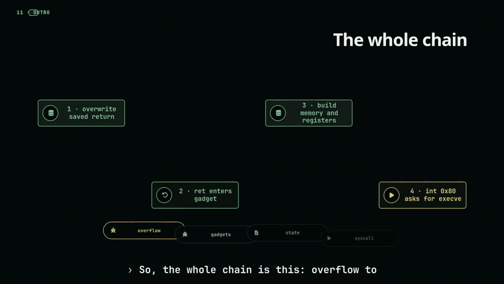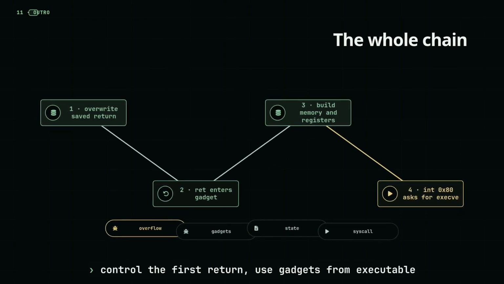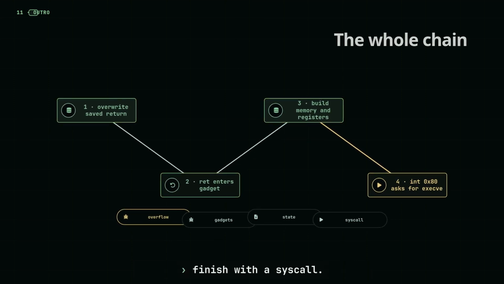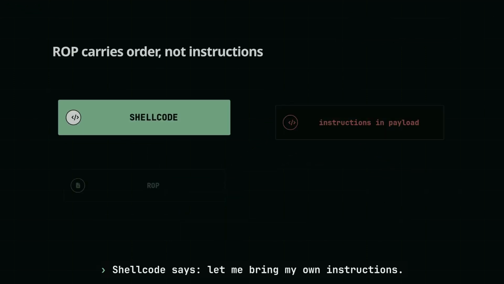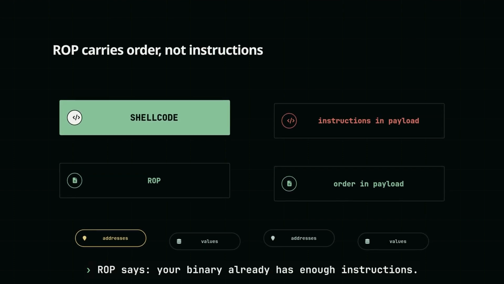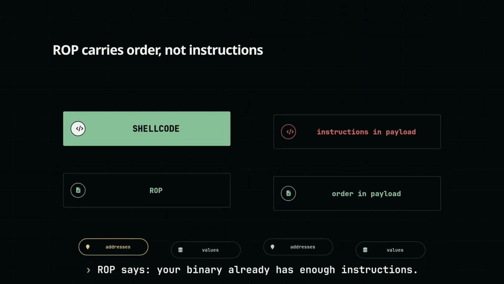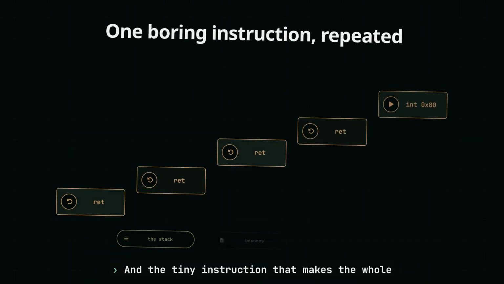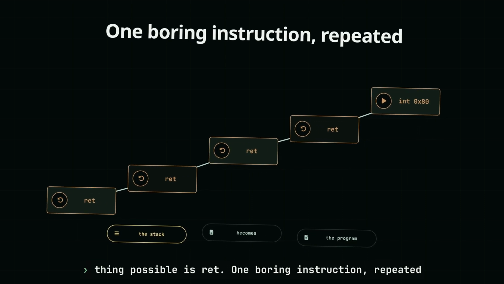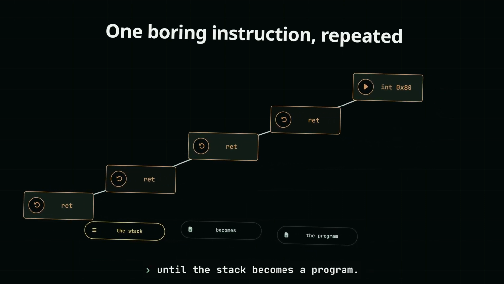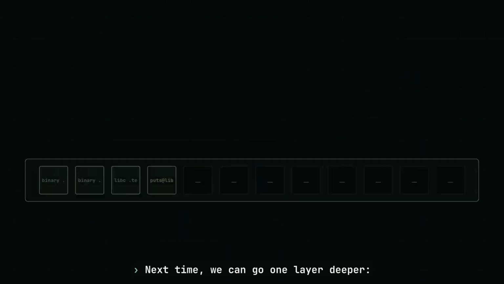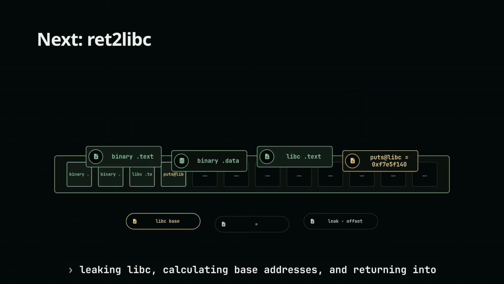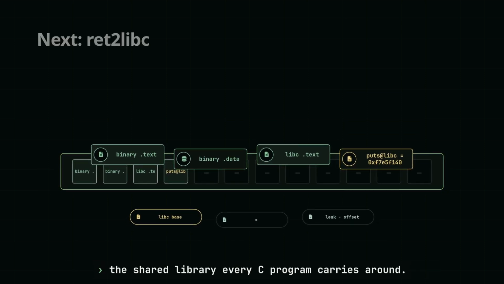So, the whole chain is this: overflow to control the first return, use gadgets from executable memory, build a register state, and finish with a syscall. Shellcode says, let me bring my own instructions. ROP says, your binary already has enough instructions, I only need to choose the order. And the tiny instruction that makes the whole thing possible is ret, one boring instruction repeated until the stack becomes a program. Next time we can go one layer deeper, leaking libc, calculating base addresses, and returning into the shared library every C program carries around.